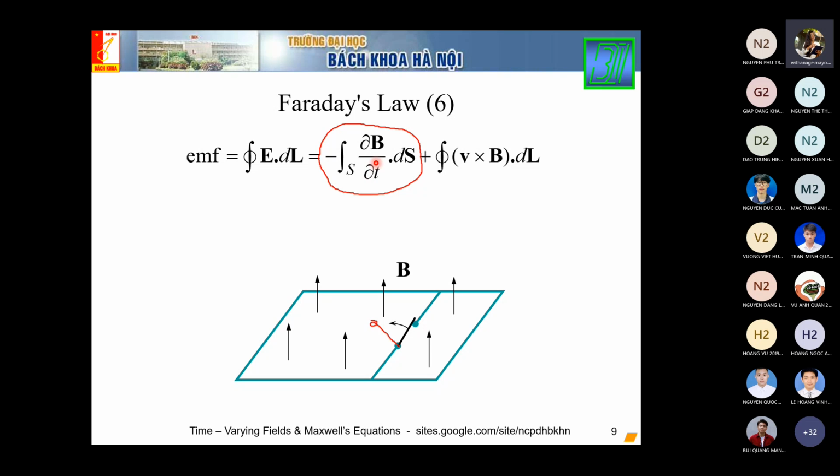This integration is about the EMF produced by a time varying field. S here is the cross area of this one. If you take the integration, we have to take the integration over the whole area of the frame here. That's right, the whole area crossed by the field.